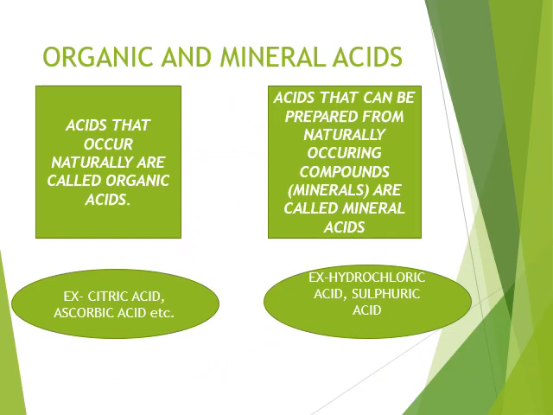Organic and mineral acids. Organic acids, as I have told you, are of natural occurrence. So acids that occur naturally are called organic acids. They can be obtained from plants and animals. And examples of organic acids are citric acid, ascorbic acid, etc. Mineral acids are artificially prepared. So the acids that can be prepared from naturally occurring compounds called minerals are called mineral acids. And examples for them are hydrochloric acid, sulfuric acid, and many more. And they are usually found in science laboratories.